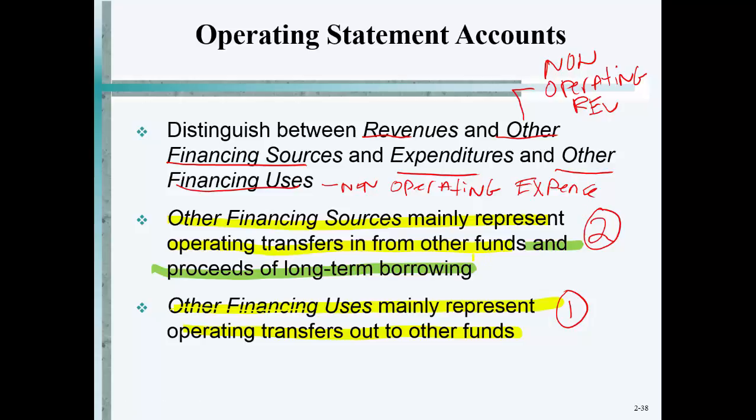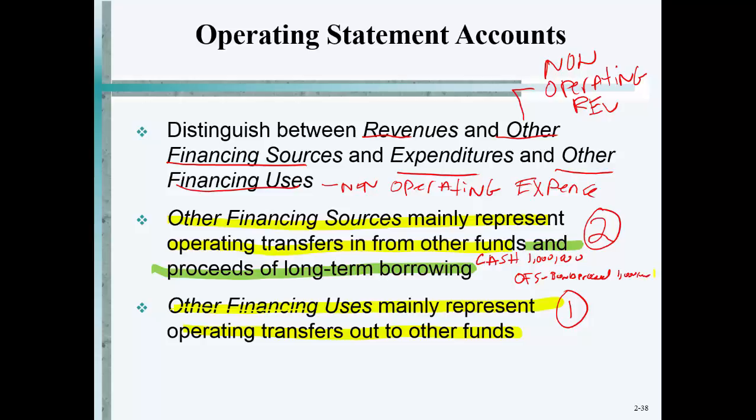I would debit cash, say for $1 million. And what am I going to credit? I'm going to credit other financing sources. Look, I can't credit long-term debt because I don't have a long-term debt on there, do I? So I have to credit other financing sources. I might indicate that it's bond proceeds, but it's not a liability. It's another financing source. It's like a non-operating revenue, isn't it?